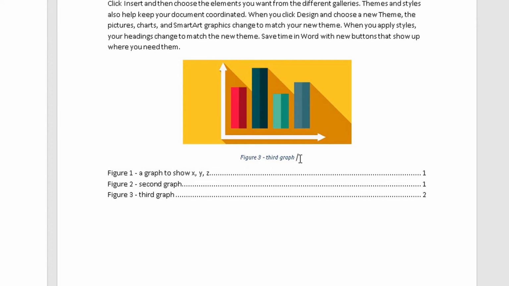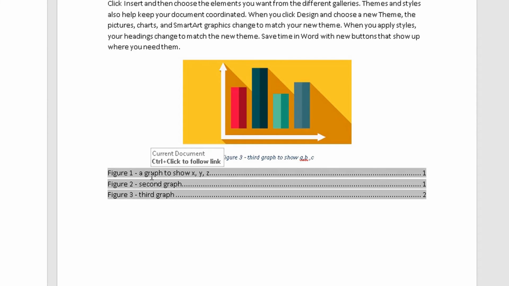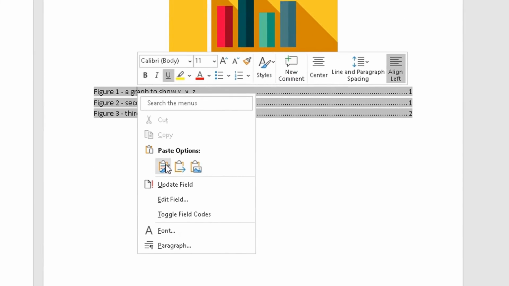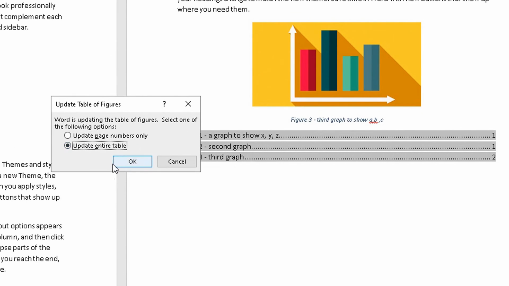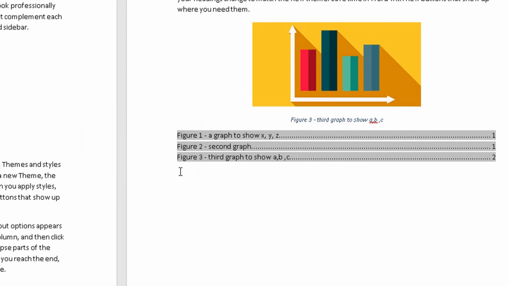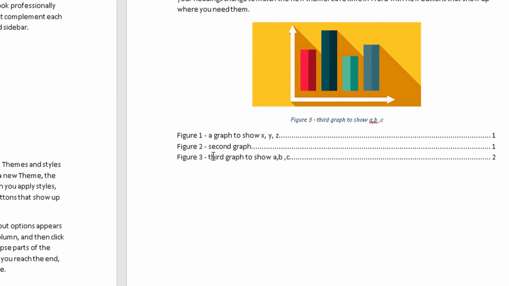So let's say figure three, third graph to show A, B, C. Now you can see nothing's happened here, but if I click on this table, right click, update field here, and then update the entire table here, click OK, you will see the table of figures has been updated to showcase what's in the caption there.